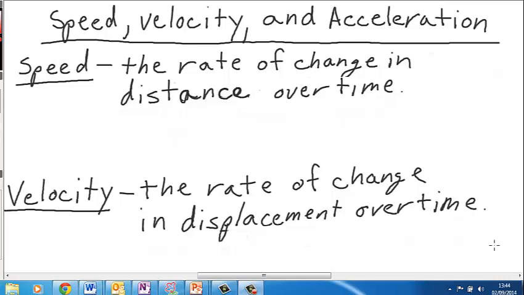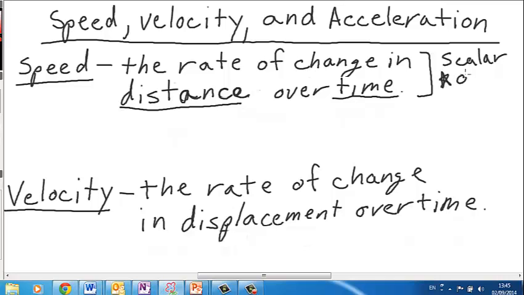Okay, so in this video, we're going to be talking about speed, velocity, and acceleration as part of our motion unit. Speed is the rate of change in distance over time. Speed, because it's the rate of change in distance over time, both of which are scalar quantities, is scalar, meaning that it has only magnitude. You don't know which direction it's going.